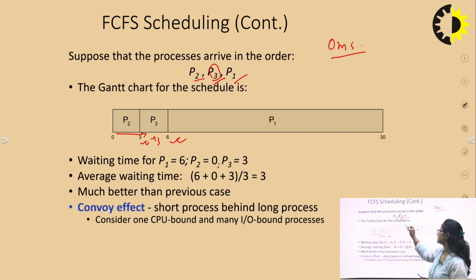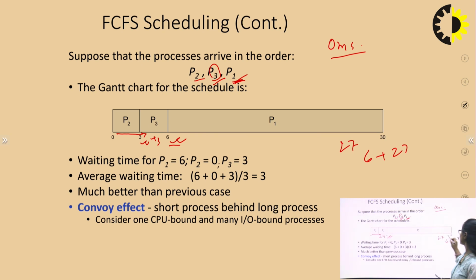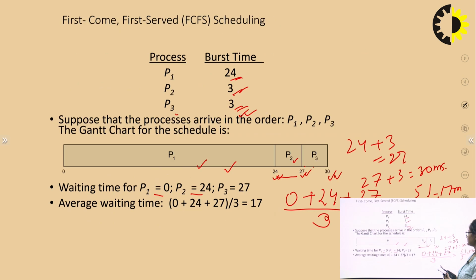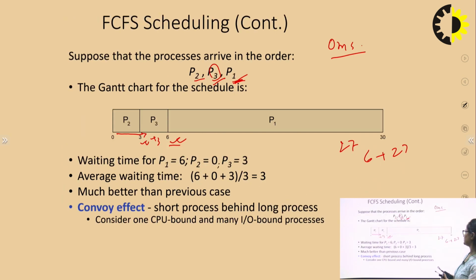Now coming to the third arrival, P1. P1 will start its work at 6 milliseconds and its burst is 27 milliseconds. So 6 plus 27, it will finish its work at 30 milliseconds. You can see here, right? Then coming to the waiting time.